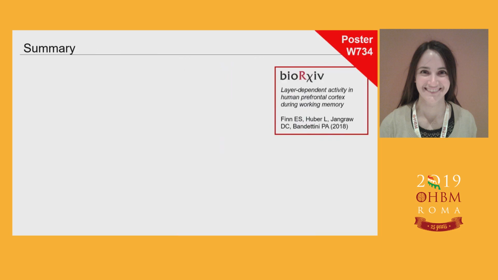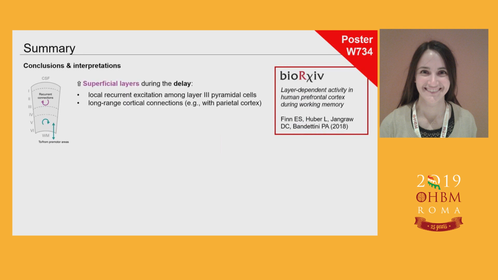So to summarize, the way, again, that we're interpreting this dissociation here, so we believe that superficial layer activity during the delay period may reflect the local recurrent excitation among the networks of layer 3 pyramidal cells. It may also reflect some long-range cortico-cortical connectivity, specifically with other areas involved in working memory like parietal cortex. The increased activity in deeper layers during the response may be related to motor control, so action initiation and monitoring, and could also reflect some feedback mechanisms.